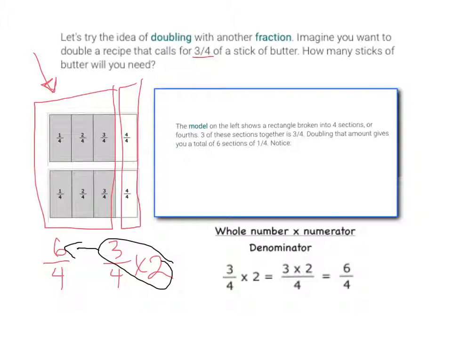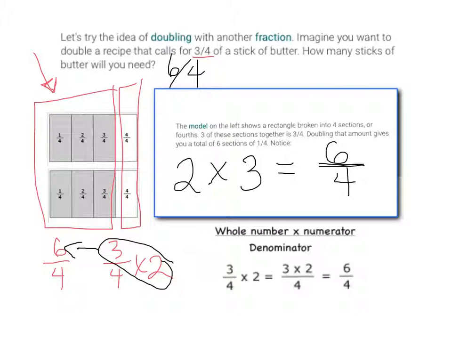So in other words, the rule for multiplying is to take your whole number, which was 2 in this case, and multiply it times your numerator, which was 3 in this case. That will give you your answer, which was 6, and your denominator stays the same because your sizes aren't changing. So how many sticks of butter will we need? We would need 6/4 of a stick of butter. Now, this is an improper fraction. Later, we're going to learn how to change that into a mixed number. But for right now, we're going to leave this as 6/4.